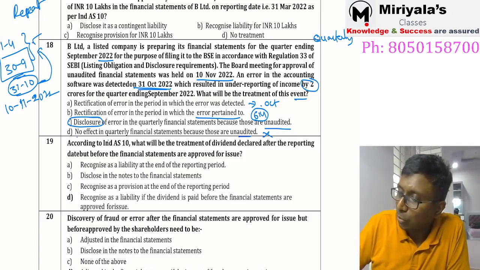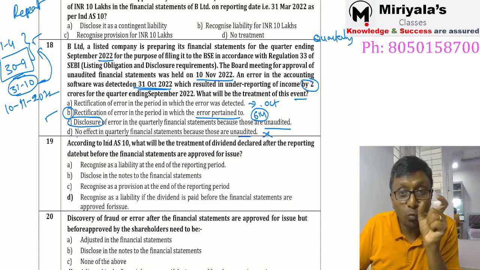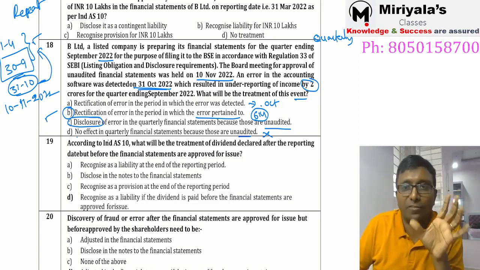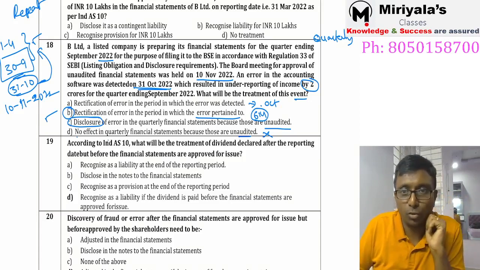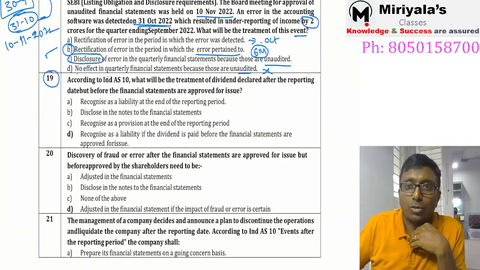So my answer is going to be B. Correct? Rectification of error. You are supposed to go and rectify it in the period it pertains to. Is this clear to you? Yes or no? Yeah. So the next question.